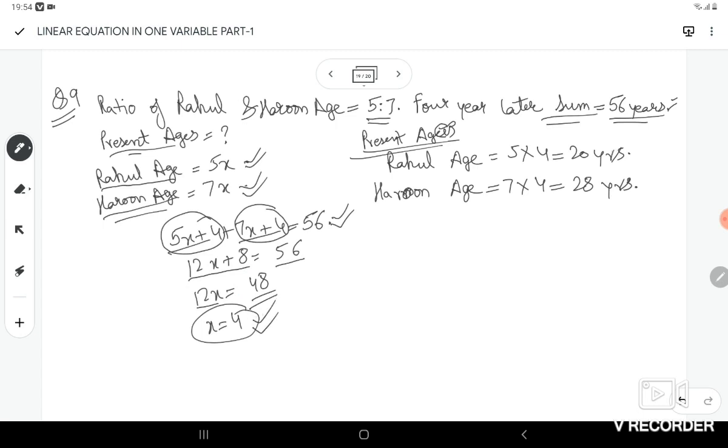So Rahul's present age is 5x, that is 5 into 4 equal to 20 years, and Haroon's age is equal to 7x, so it will be 7 into 4 equal to 28 years.